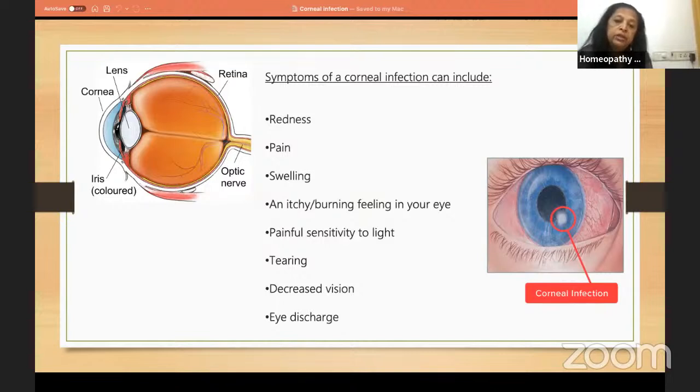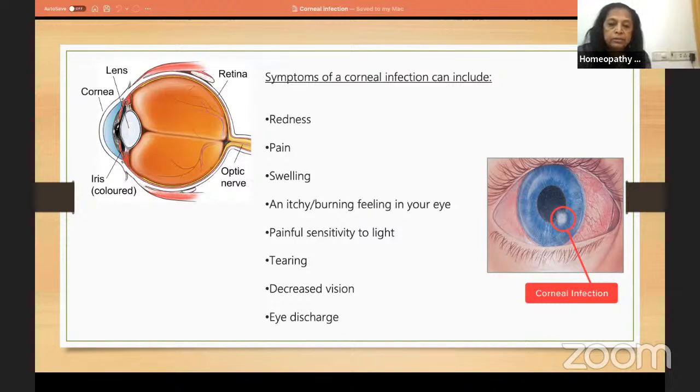Usually in bacterial infection, it's a yellowish white discharge. While in case of viral infection, the discharge is usually watery. And there is lots of photophobia. The redness is also a little less than in bacterial infection.